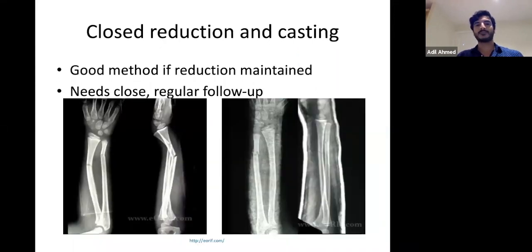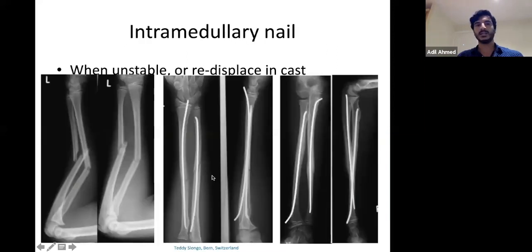On the other hand, older children, particularly with angulated fractures like this, do need good, regular follow-up if they are being managed in a cast. And if they're unstable or then displaced, then quite often they need surgical treatment, and that would be in the form of intramedullary nails.